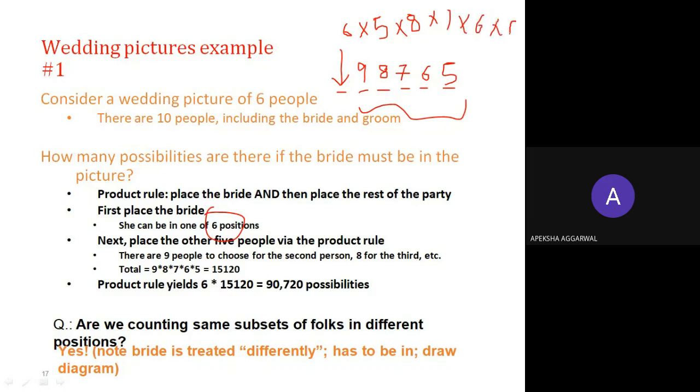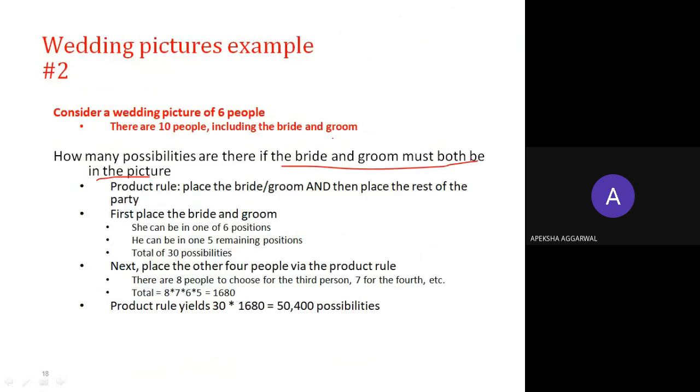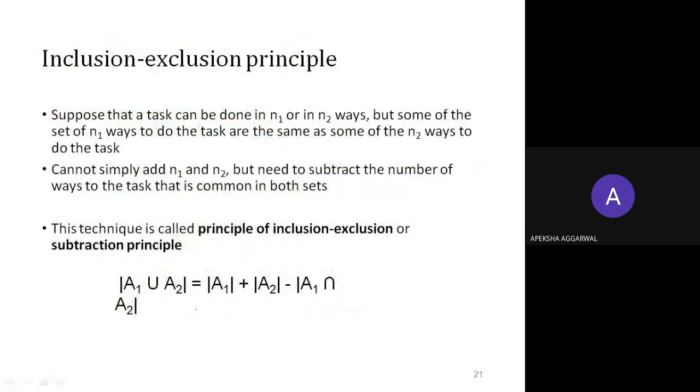8 into 7 into 6 into 5, right? This is clear. So this is your final answer. This into 5 into 630, right? So I think this is clear to everyone. If you have any doubt, just stop me right away.